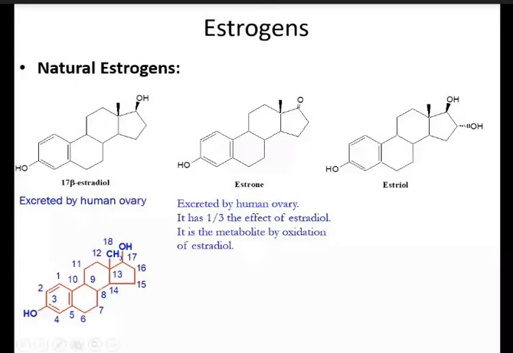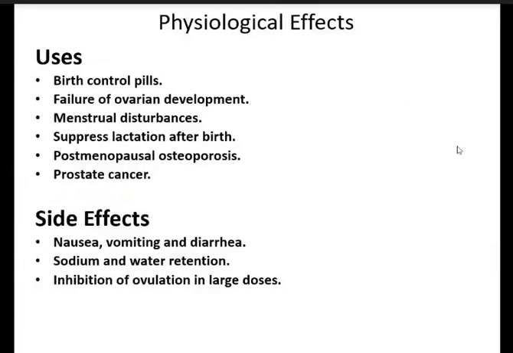Now, what is the use of these estrogens and progesterones? Birth control pills, failure of ovarian development, menstrual disturbance can occur because of this, suppress lactation after birth, postmenopausal osteoporosis would be there if there is deficiency, then prostatic cancer would be there. So some relation with this. So that's why we study this.